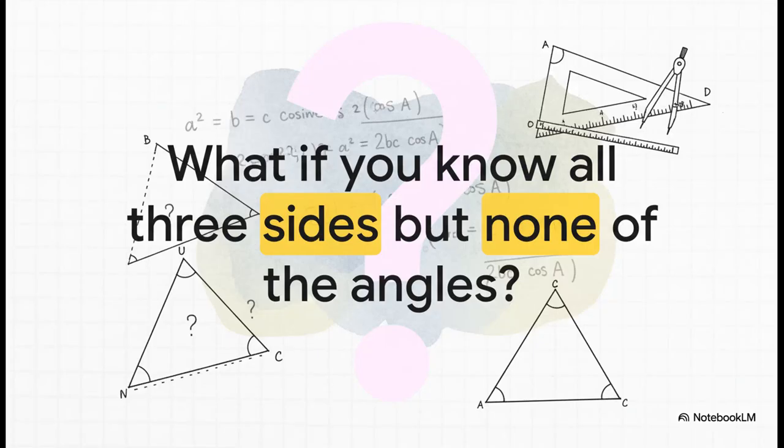So, there you have it. You've seen how the law of cosines lets you find any missing side of a triangle when you're stuck in an SAS situation. That's a huge step. But it leaves us with one last pretty interesting question. What if you know all 3 sides of a triangle, but you don't know any of the angles? Could this same formula help you then? Well, that's what we'll explore next time.